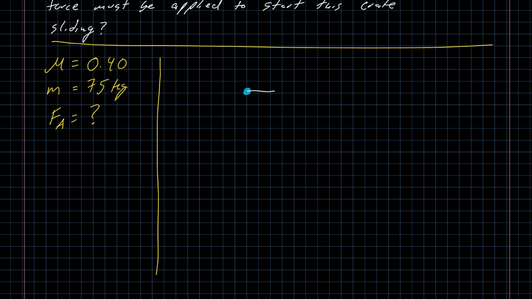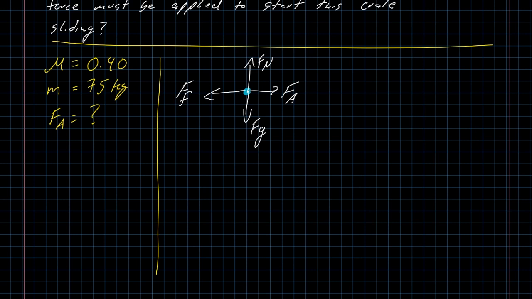We're trying to push this crate, so there is some applied force. That pushing is going to be counteracted by the force of friction. The force of friction, we know, relies on a normal force, and the normal force relies on gravity. And that also makes sense, right? The crate is on the floor, the floor is holding the crate up, so there's a normal force. The crate is presumably on Earth, so there is gravity pulling it down.